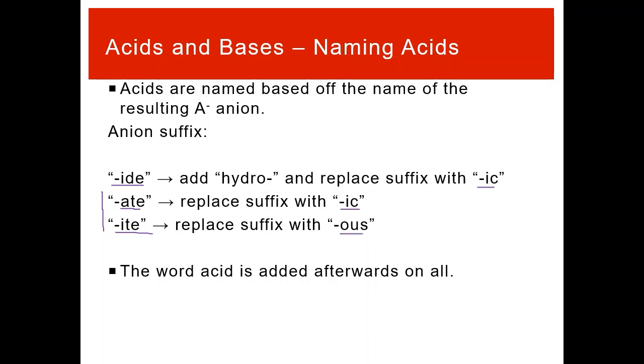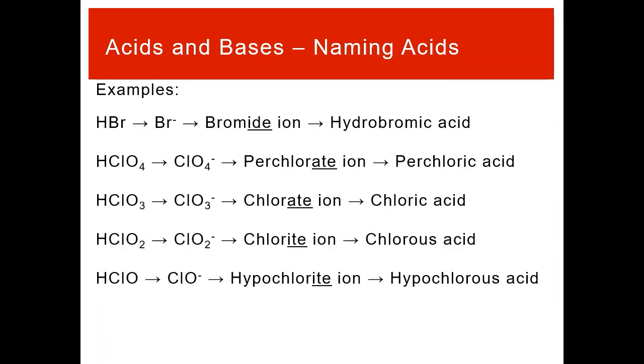Let's look at some examples, because these are the rules you can always use, though. If we had, for example, HBr, if we took out H plus, we'd be left with Br minus, which we'd call bromide. So the IDE, we take off the ide and turn it into IC, and then we add hydro out front. So hydrobromic acid. Whenever we have IDE, we change the ending to ic, and we put something on the front.